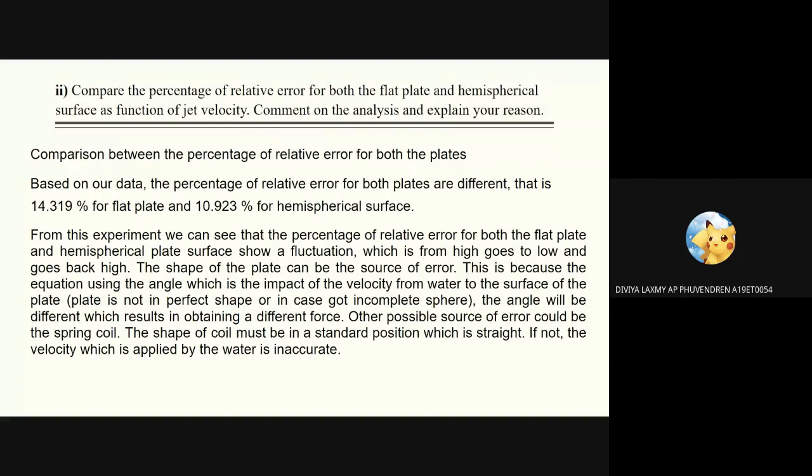Another possible source of error could be the spring coil. The shape of the coil must be in standard position, which is straight. If not, the velocity which is applied by the water is inaccurate.